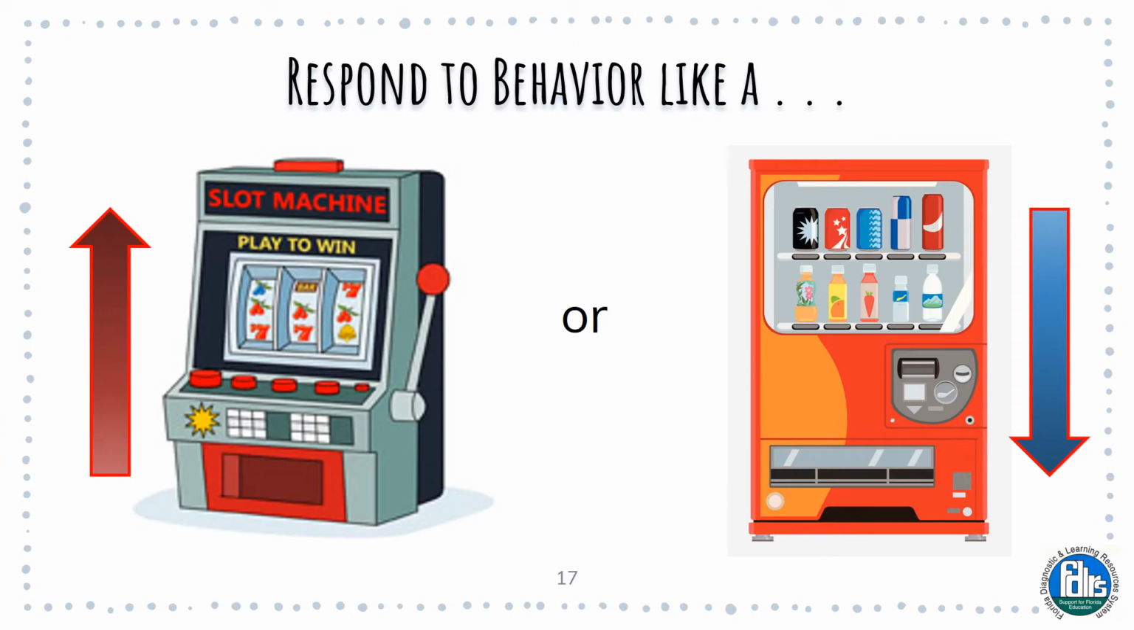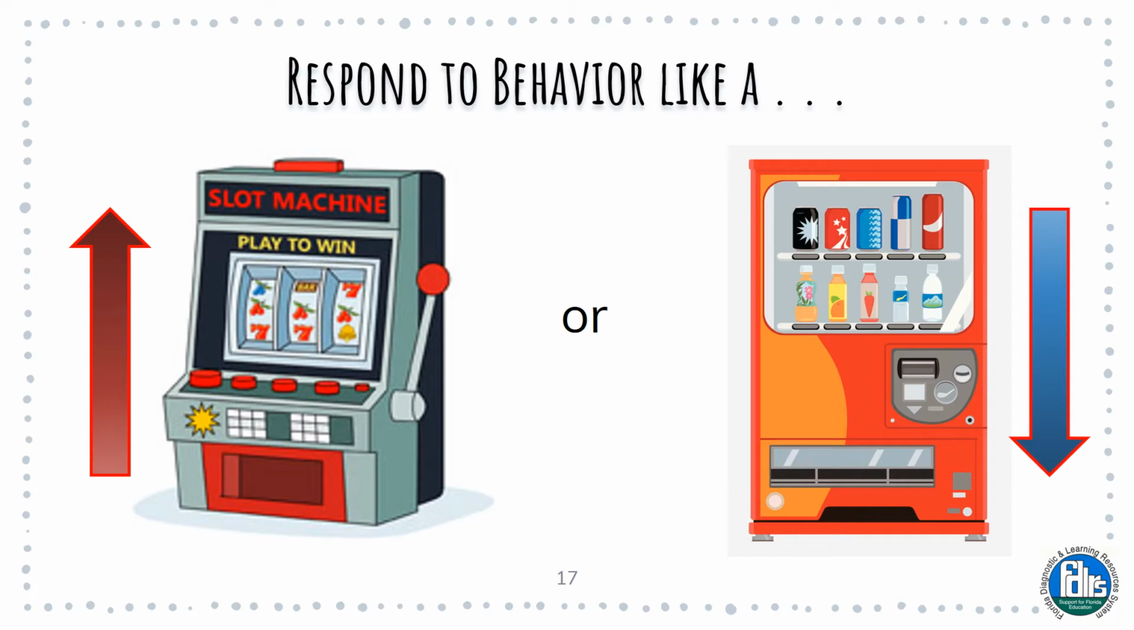So here's our soda machine and slot machine. Responding to behavior, you need to be like a soda machine sometimes and a slot machine other times. Think about a slot machine. If I go into the slot machine and I put my dollar, I pull the handle, I don't know what I'm going to get. I might get nothing. I might get a little bit of money. I might win the jackpot. I just don't know what's going to happen.